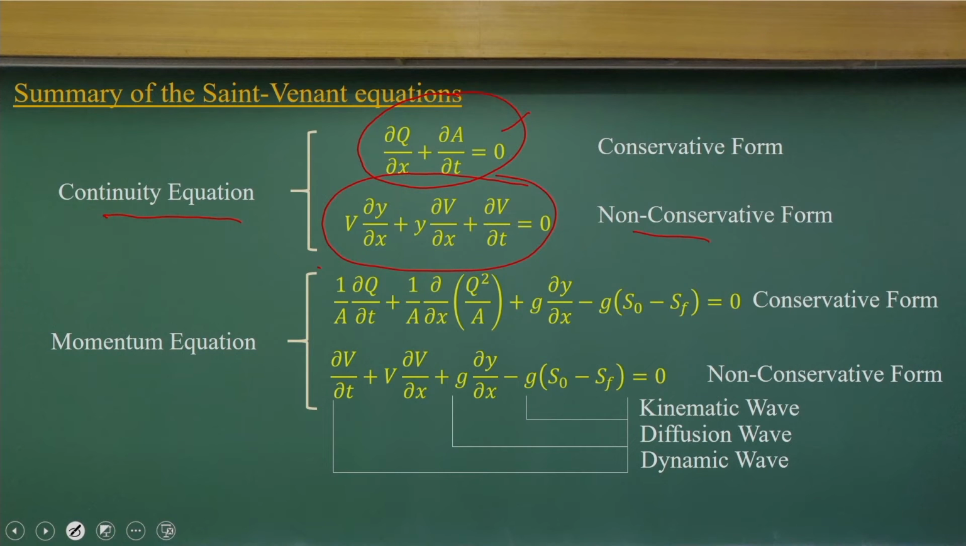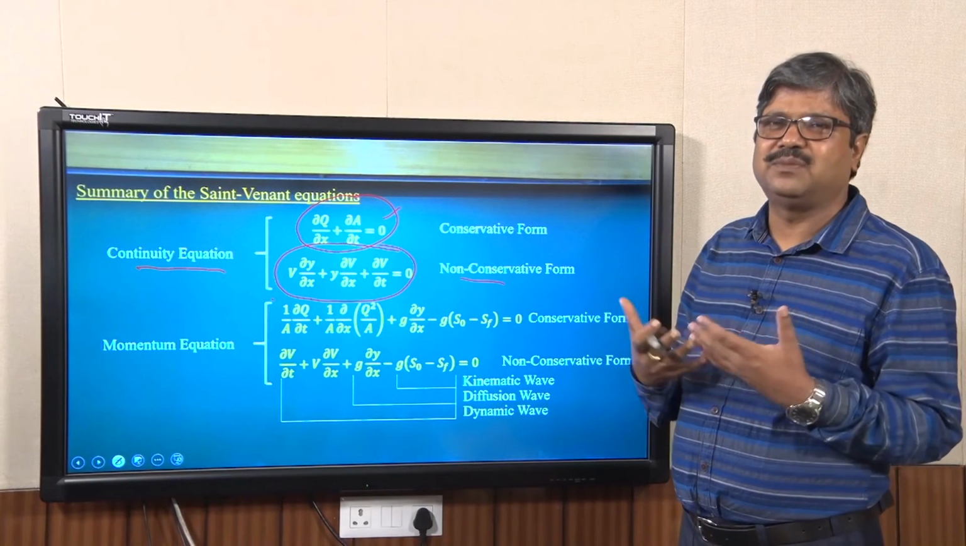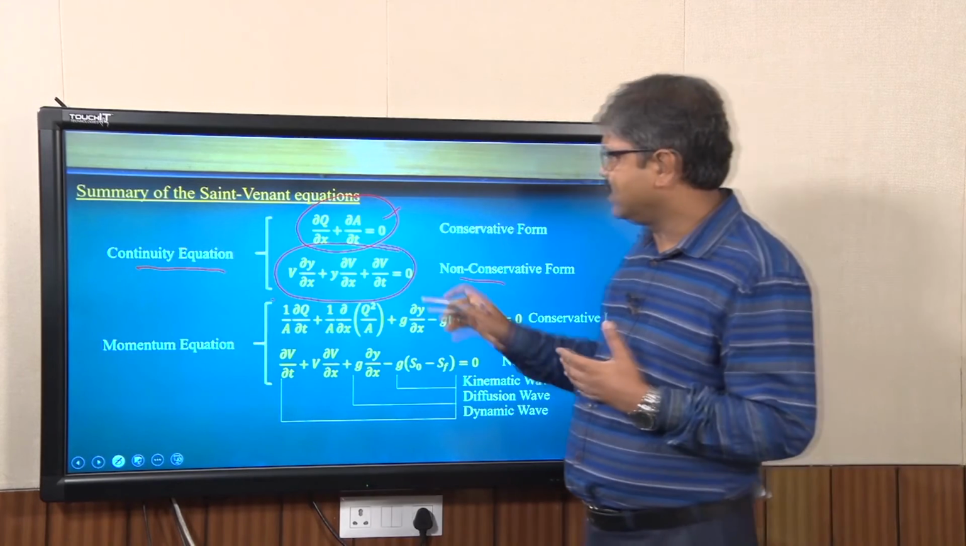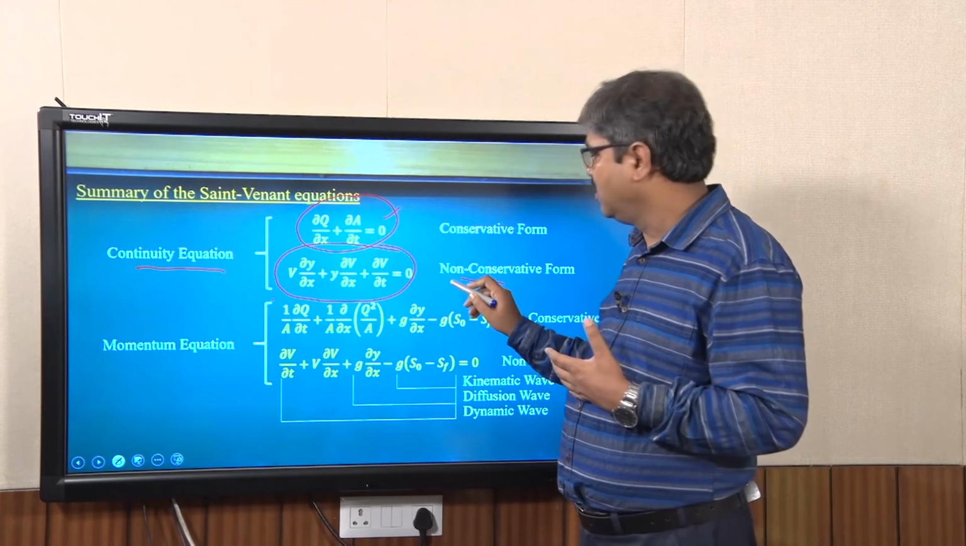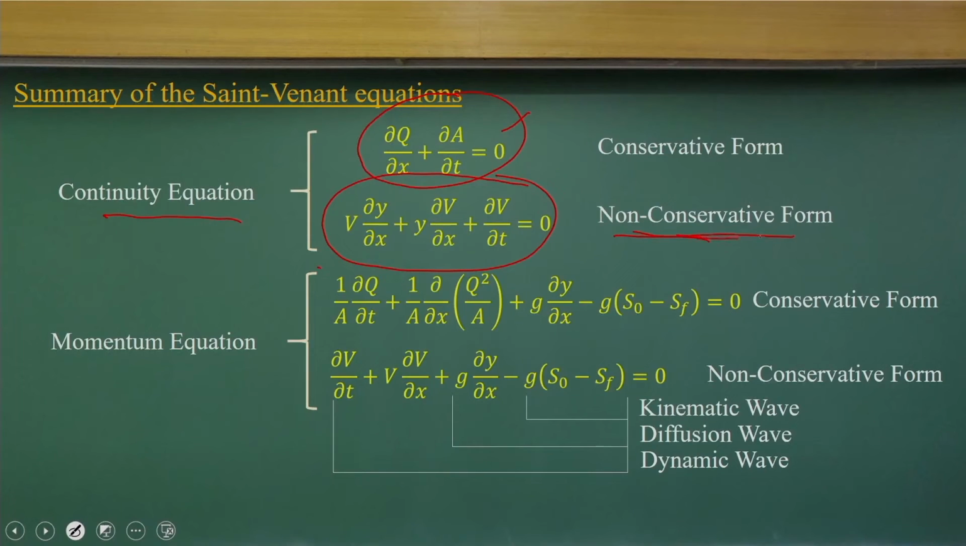It is not exactly in mass form. There is an approximation that the discharge is equal to area times velocity, which gives a non-conservative form. That is the reason we call it non-conservative, because in some cases this conservation of mass may not hold good. So we have conservative equations and non-conservative equations like this. They are the same equations, and here there is no lateral flow.